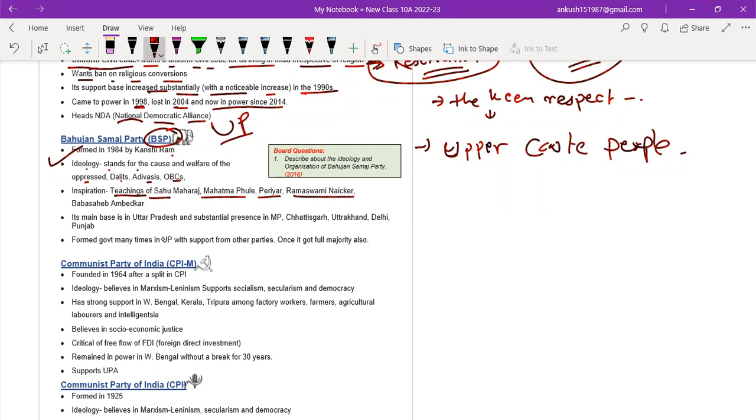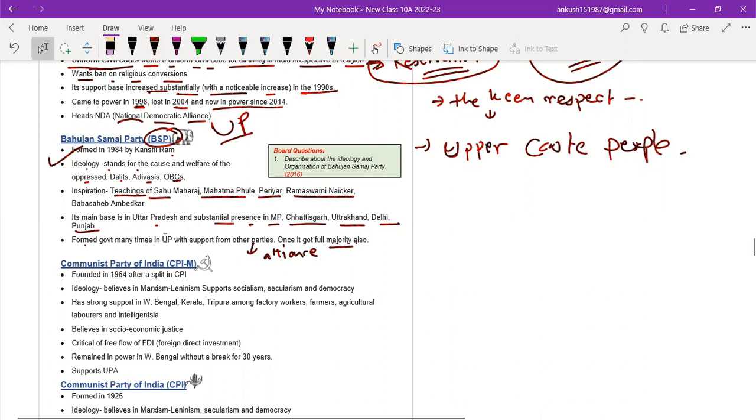Its main base is in Uttar Pradesh, with a substantial presence in MP, Chhattisgarh, Uttarakhand, Delhi, and Punjab. It formed the government many times in Uttar Pradesh with support from other parties, that was the alliance. Once it got a full majority also in Uttar Pradesh. At all times, only Mayawati was the chief minister in Uttar Pradesh.